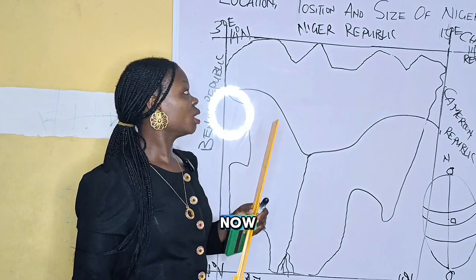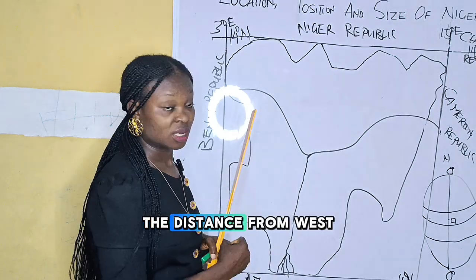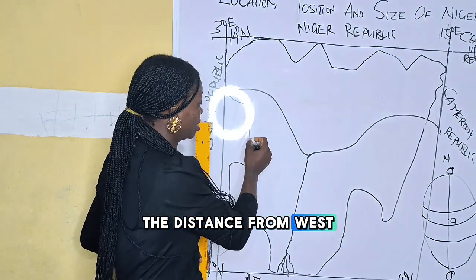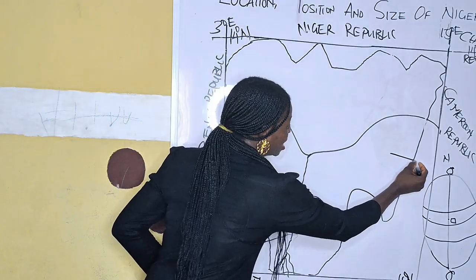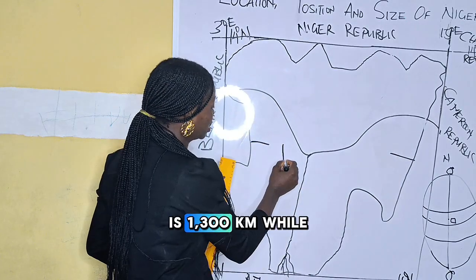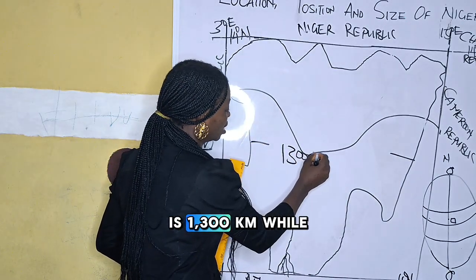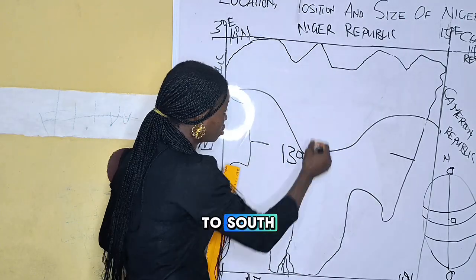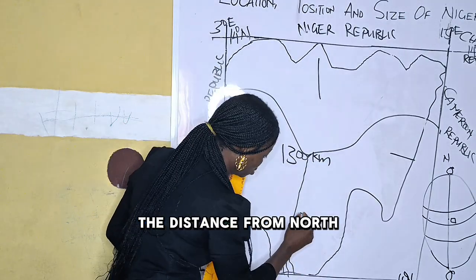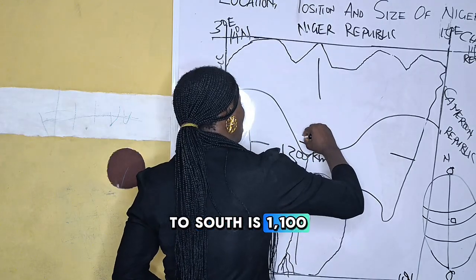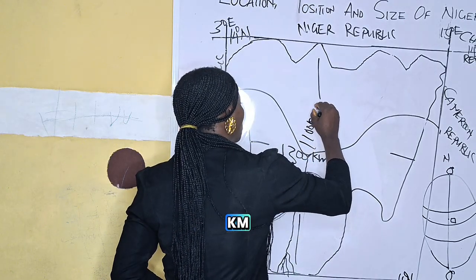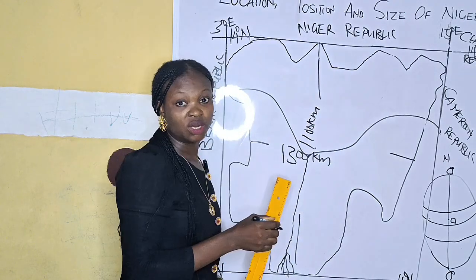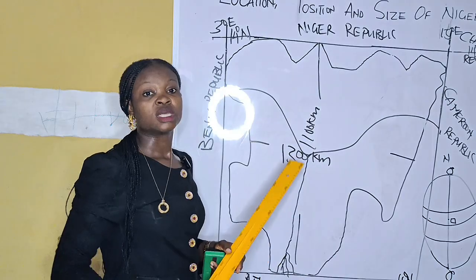Okay. Now, the distance from west to east is 1,300 kilometers, while the distance from north to south is 1,100 kilometers. Did you get that now?